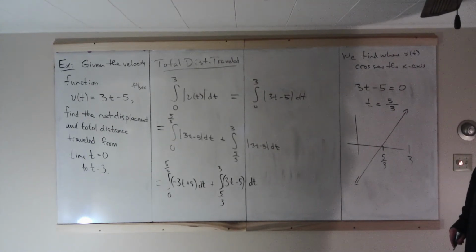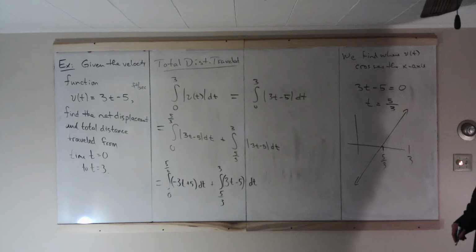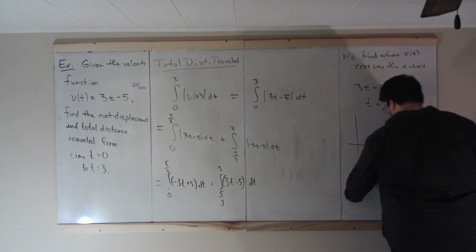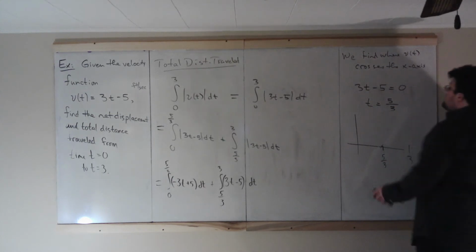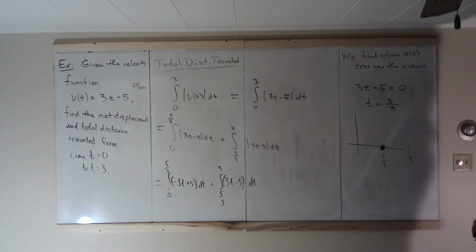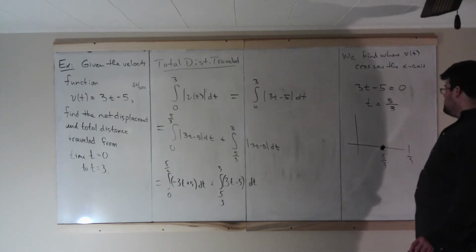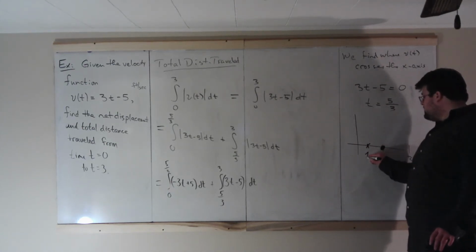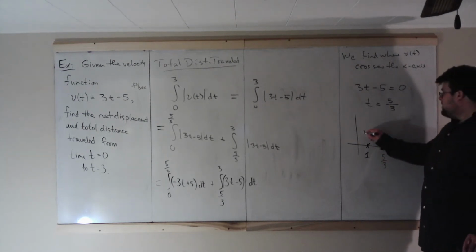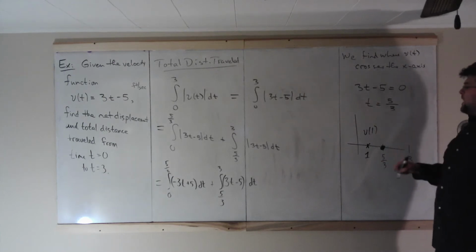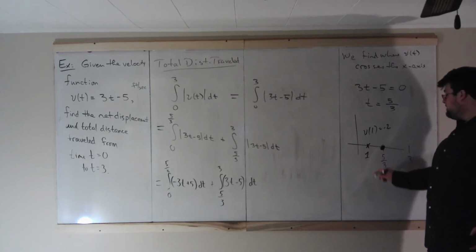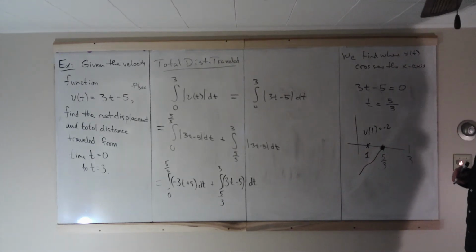Now, suppose you didn't know the graph of this function. Suppose all you knew, we'll go on with that computation in a moment, but suppose you just knew the function went through the x-axis at 5/3. How would you figure out which piece is above, which piece is below? Well, take an x value over here. Take t equals 1. V of 1 is what? Negative 2. So that tells you on the interval 0 to 5/3, the velocity is below.